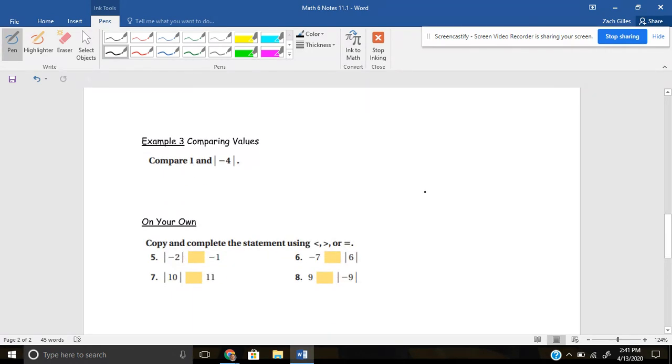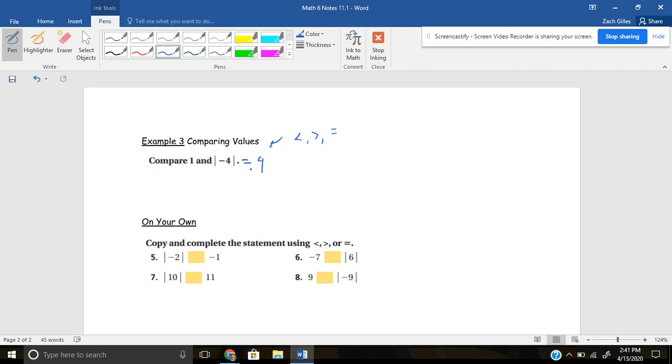In the next example, we are comparing values. When you think of comparing values, you should be thinking of greater than, less than, equal to. Remember, the less than kind of makes the sideways L. What I like to do first in these types of problems is I like to say, okay, what is the actual value of the absolute value of -4? Well, the absolute value of -4 is +4. So if I were to compare 1 and +4, I would say that +4 is bigger.